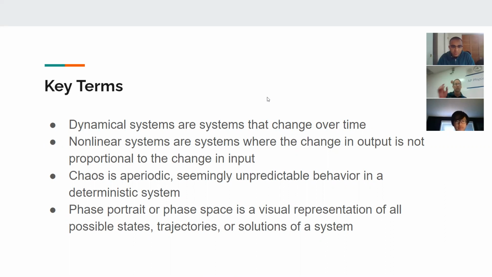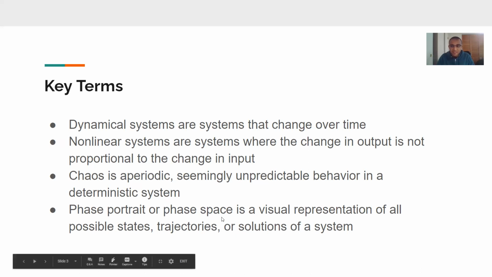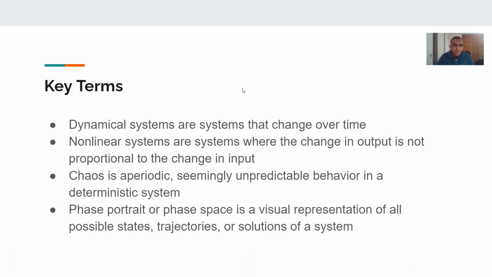We have dynamical systems, which are changing in time. We have nonlinear systems, where change in output is not directly proportional, right? Like in the linear systems, you have direct proportion, but in a nonlinear system, that is not the case. And then chaos is when we have aperiodic and unpredictable behavior in a deterministic system. And then you have the key idea of the phase space, which is just a visual representation of states, trajectories, or solutions of a system, right? As we discussed these key terms last time.